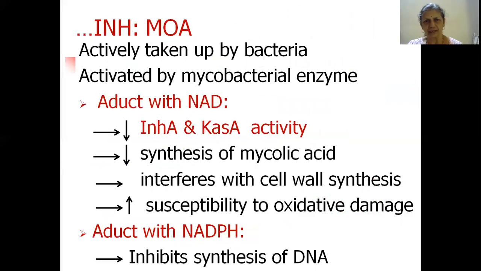So in short, INH is actively taken up by the bacteria, activated by a mycobacterial enzyme, not a human enzyme. This reactive intermediate forms an adduct with NAD, which will interfere with the action of the two critical proteins involved in mycolic acid synthesis and thereby interfere with the cell wall synthesis. An improper cell wall increases the susceptibility of the bacilli to oxidative damage and results in a cidal effect. The adduct with NADPH can interfere with the synthesis of DNA.